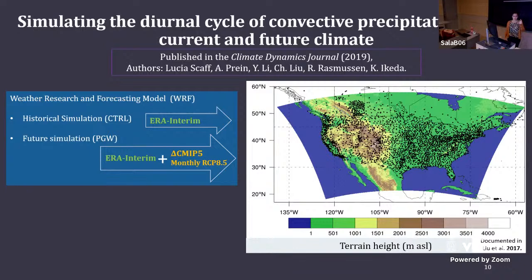So the simulation was run in two scenarios. The first one is the historical simulation, which I call control, that uses ERA-Interim as a boundary condition. And then the future simulation uses this approach, which is pseudo-global warming, that considers a combination of a reanalysis, ERA-Interim, plus a perturbation taken from global climate models.